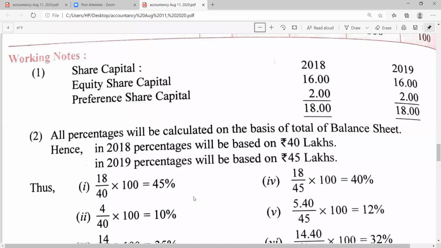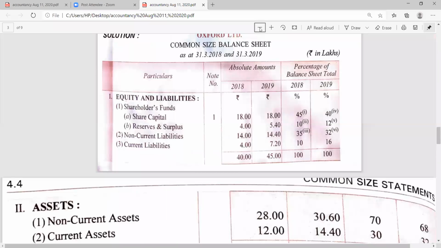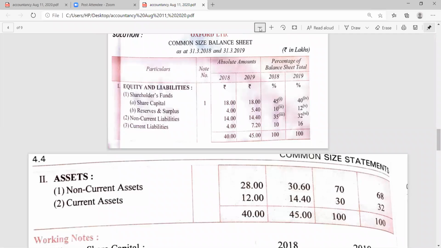Now, after that, we have to show the items on the asset side. That is your non-current assets and current assets. Non-current and current assets are to be shown first. Previous year data is here, then current year data. Percentage change as a common base of previous year. Percentage analysis as a base, common base 100 for current year. In this way, we have to complete our common size statement.